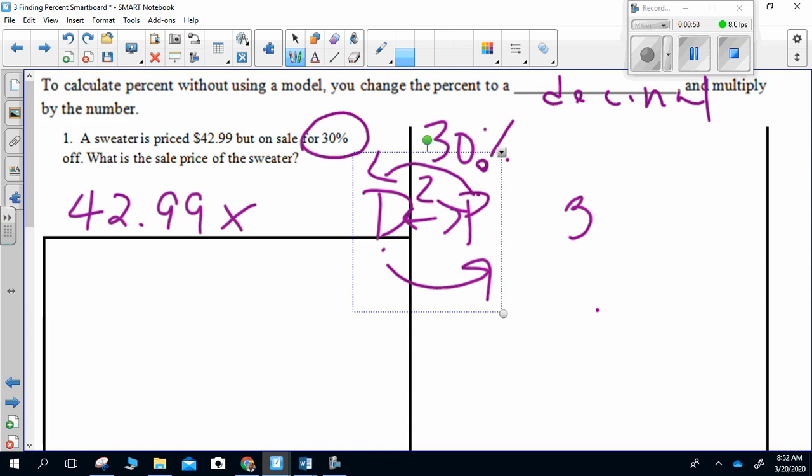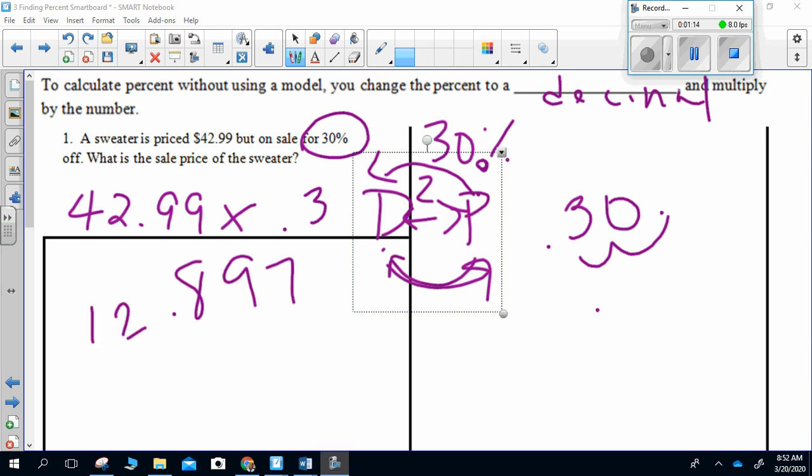When a whole number or percent doesn't have a decimal point, we think about the number 30, period. So there's your decimal point. I'm going to move it 2 places to the left. So it was there, 1, 2, so it's 30 hundredths or 3 tenths. So I'm going to multiply 42.99 times 3 tenths. When I did my multiplication, I got 12.897 or 12 and 897 thousandths.